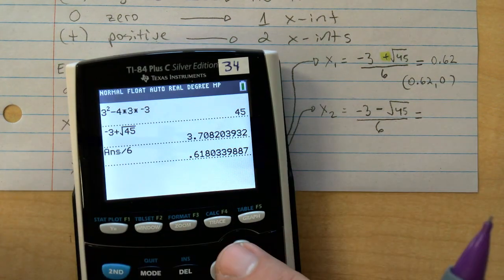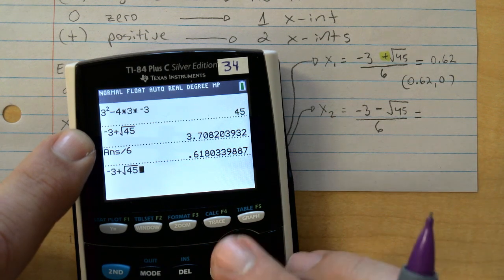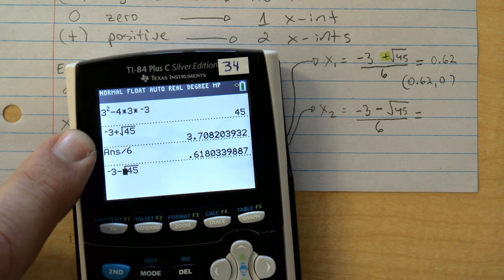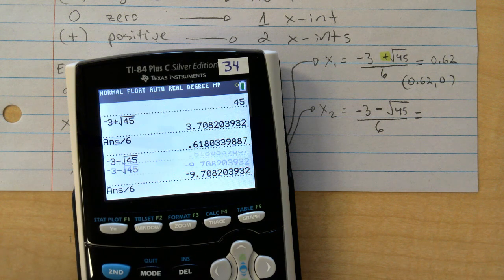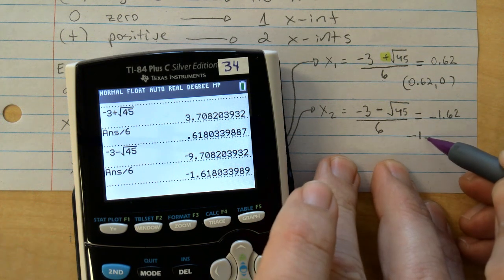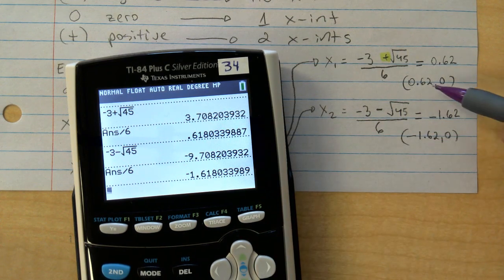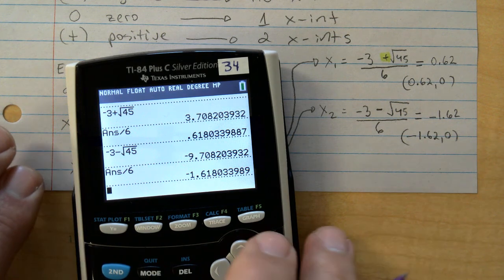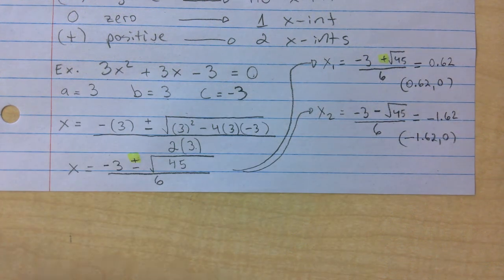And that's because you're using the symmetry of the parabola. So I'm going to go and maybe borrow the line up there, bring it down with me and just change the plus to a minus like that. Hit enter and then divide that answer by 6, and that is negative 1.62. So negative 1.62 is the other x-intercept. So you found them both using the quadratic formula. You're still with me? Yeah, it's not bad, right?